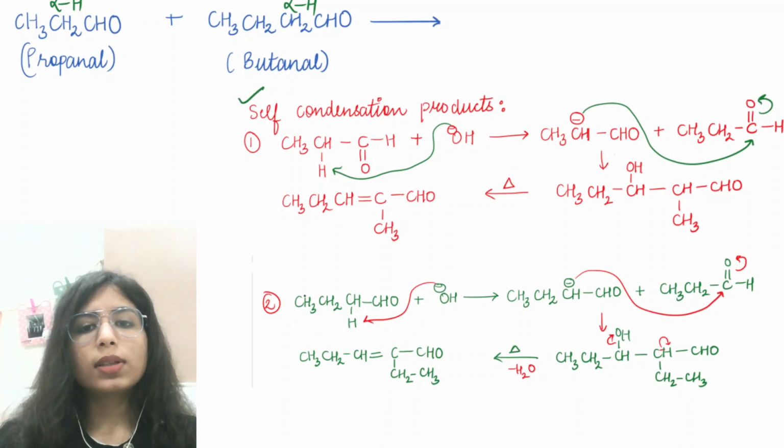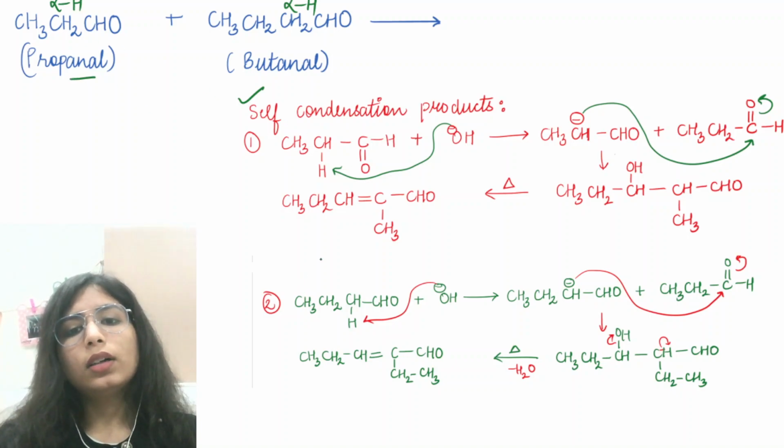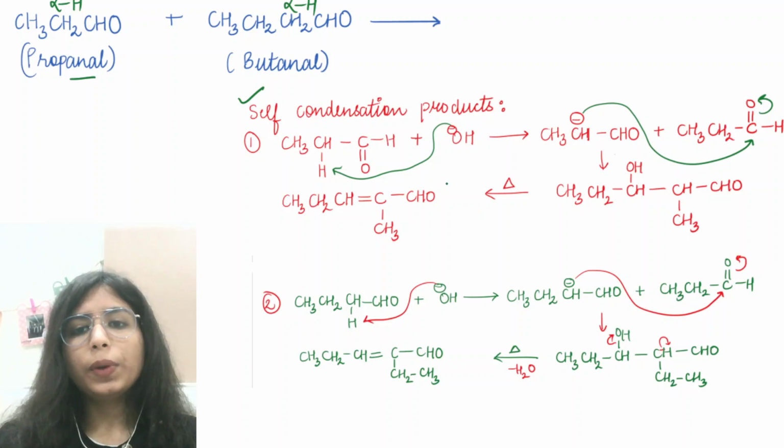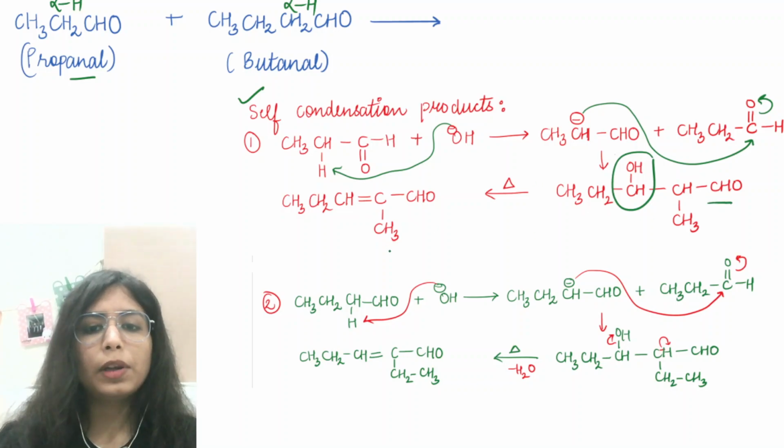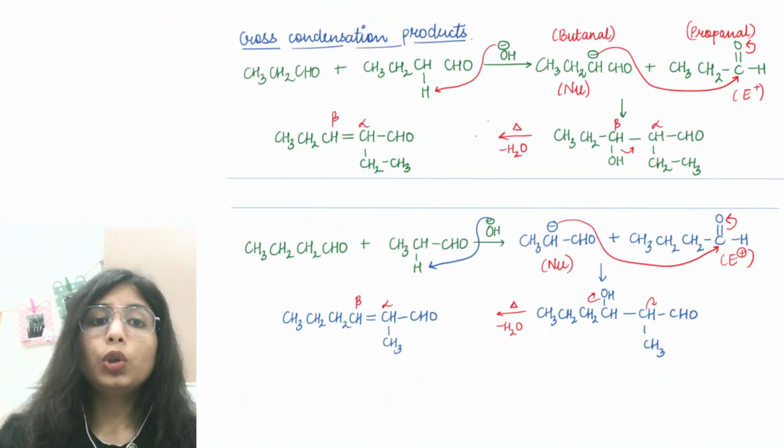So first is the possibility of self-aldol condensation products, that is you take propanal, and once you have taken propanal, you can first form this OH and CHO part, and on heating you'll be able to form the alpha beta unsaturated carbonyl compound. So this would be your first product, and the second product would be the self-aldol condensation product of the butanal part. And the 2 other products would involve the cross condensation products.